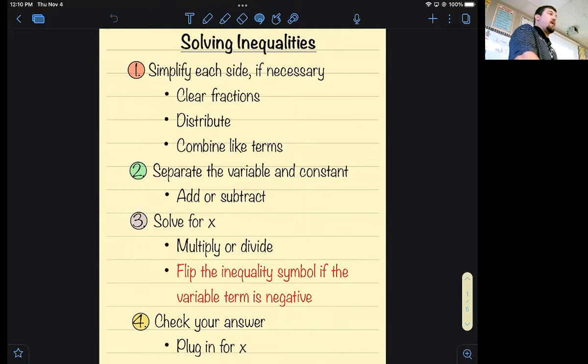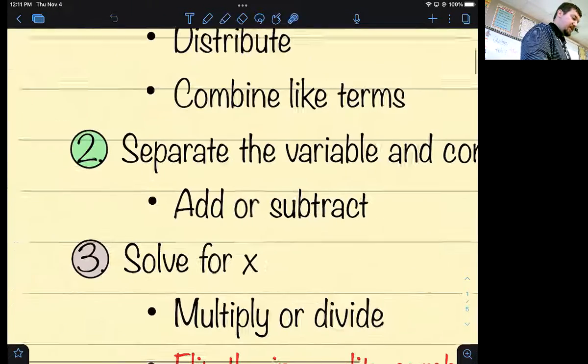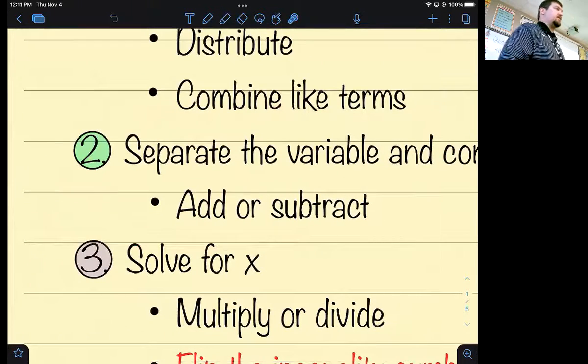Tomorrow, we're going to be multiplying and dividing, and there is an extra step for multiplying and dividing to solve inequalities. And that's when you multiply or divide by a negative number. When you multiply and divide by a negative number to both sides, you have to flip the inequality sign, and I'll explain why we do that tomorrow. Not something we'll have to worry about today, because today we're focusing right here on this step, separating the variable and constant terms by adding and subtracting.